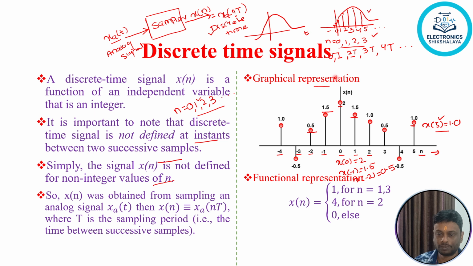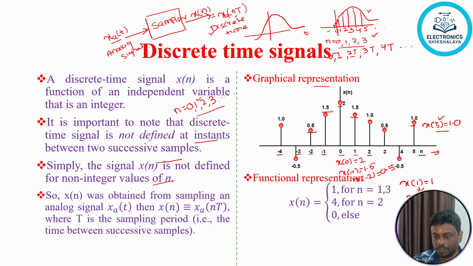Likewise, this is the functional representation of a discrete time signal. For n equal to 1 and 3, the x of n value is equal to 1. Similarly, n equal to 2, the value is 4, and 0 else. This is called the functional representation. These are the n values.